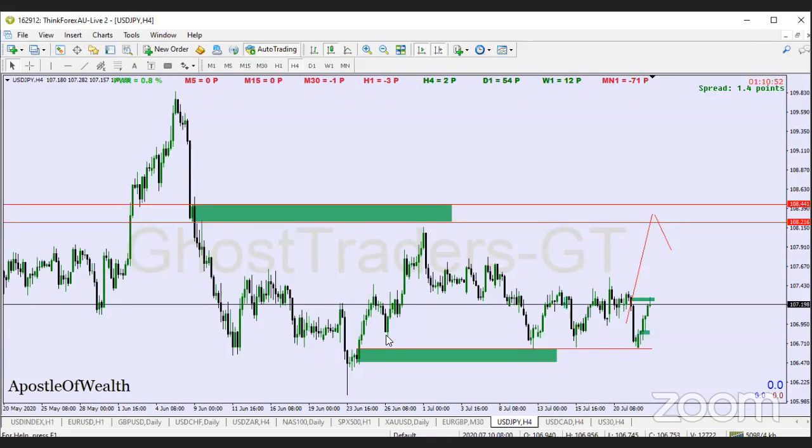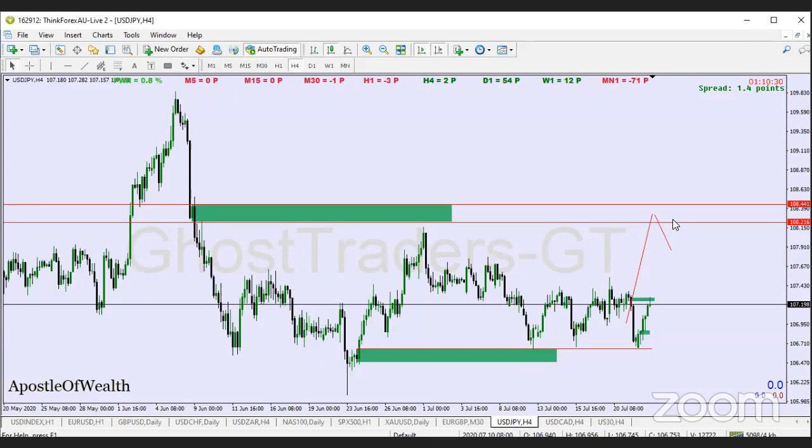We get to see here, we have the same thing. Look here, we get to see that we have an FTR failure to retest this level, and we get to see price coming and going up. And then the next time price comes back and fails to break this level here, it seems to be a strong area of resistance. So we get to see price going up.